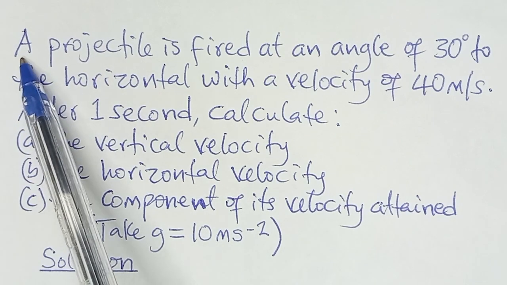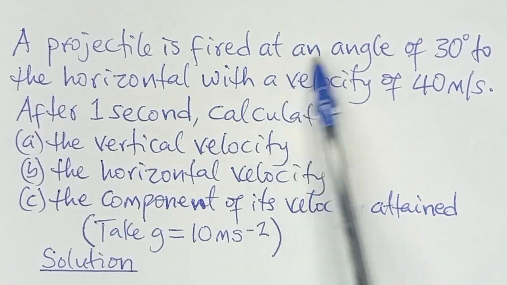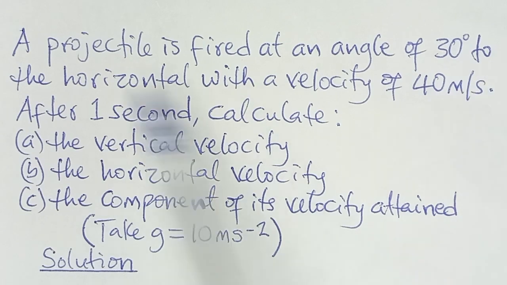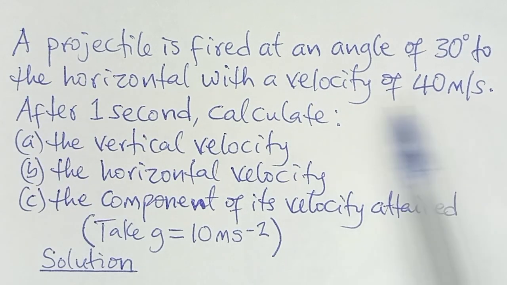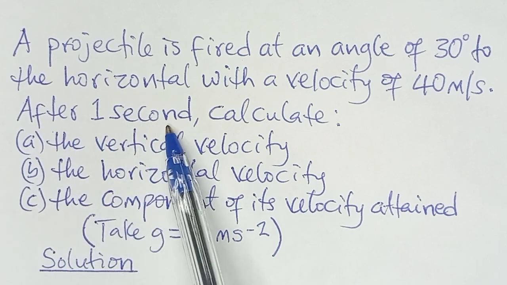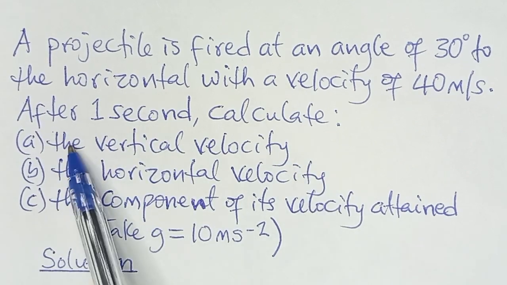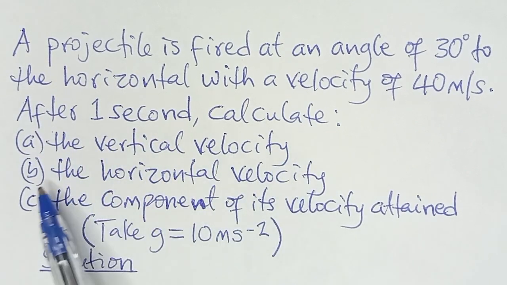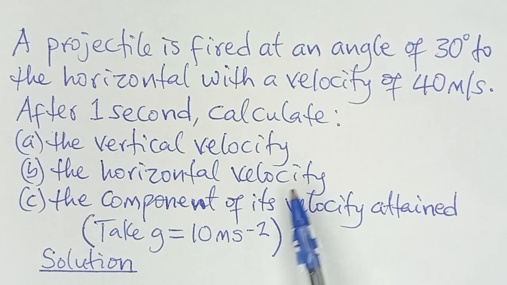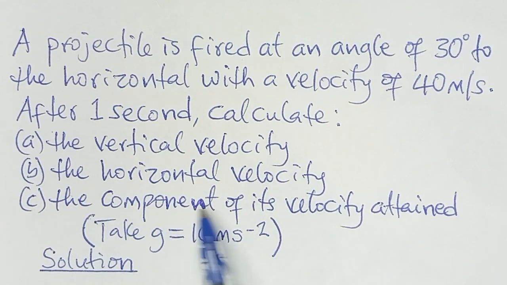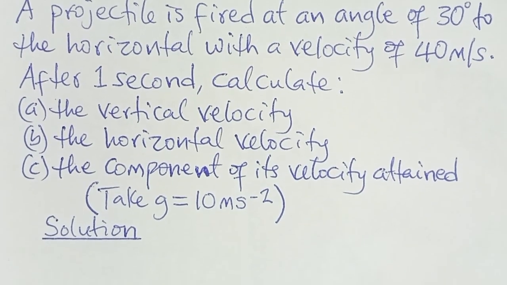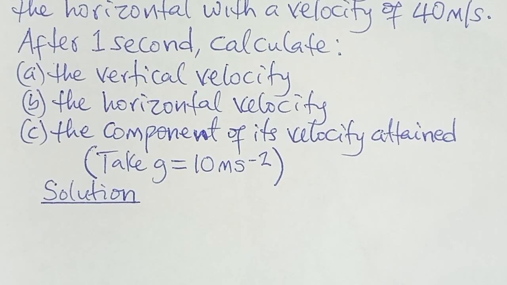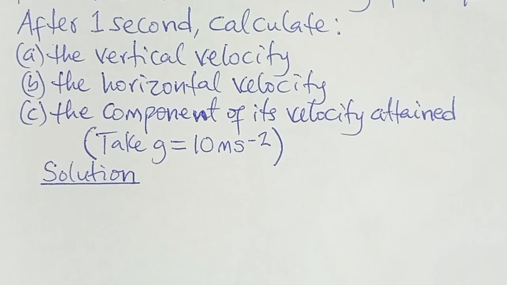The question here says a projectile is fired at an angle of 30 degrees to the horizontal with a velocity of 40 meters per second. After 1 second, calculate A, the vertical velocity, B, the horizontal velocity, and C, the component of its velocity attained. Now, for us to solve this, we are going to apply direct formulas to solve A and B first.